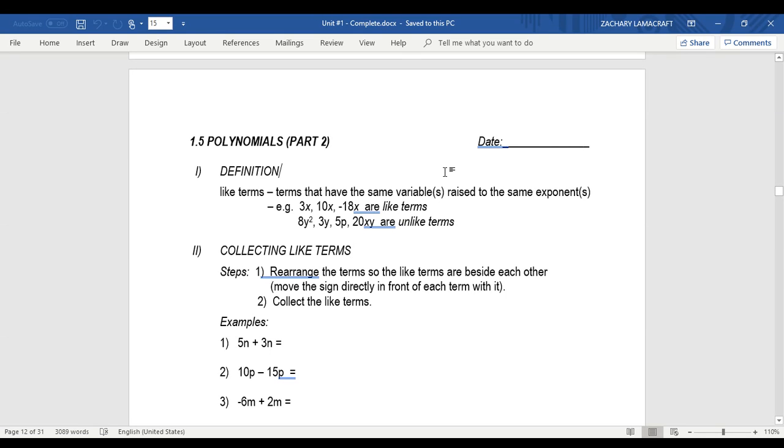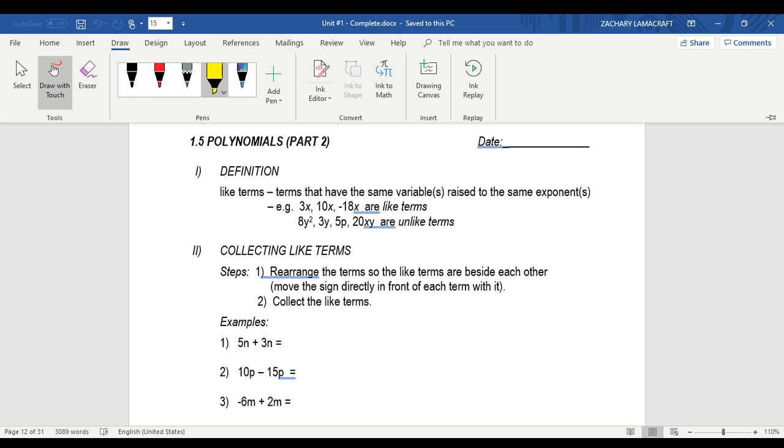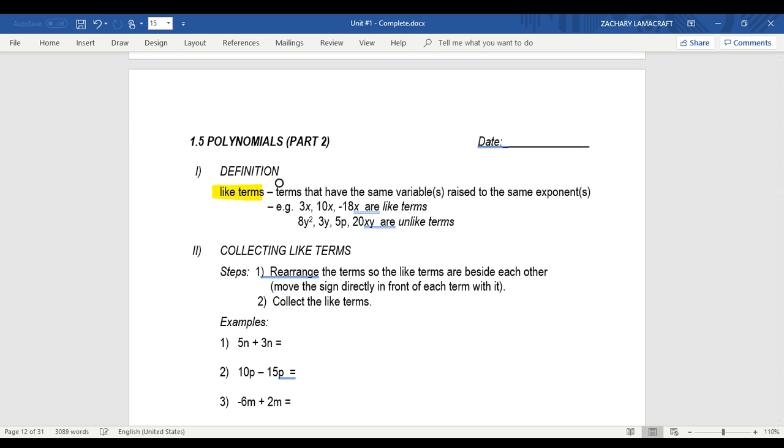Okay, so we're dealing with basically just a continuation of what we dealt with on Friday, guys, and that's polynomials part two. We're more or less just getting into some things that are slightly more difficult than we dealt with. But again, like terms are the big thing that we're dealing with here. So that's terms that have the same variable and they're raised to the same exponent, which we should know what that means by now, right? Variable being that letter or that literal coefficient, and then the exponents being that little number that just sits on top of that variable, okay?